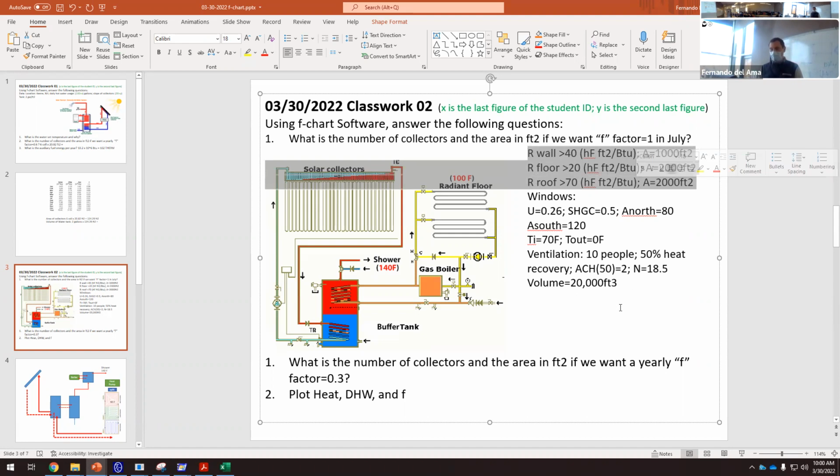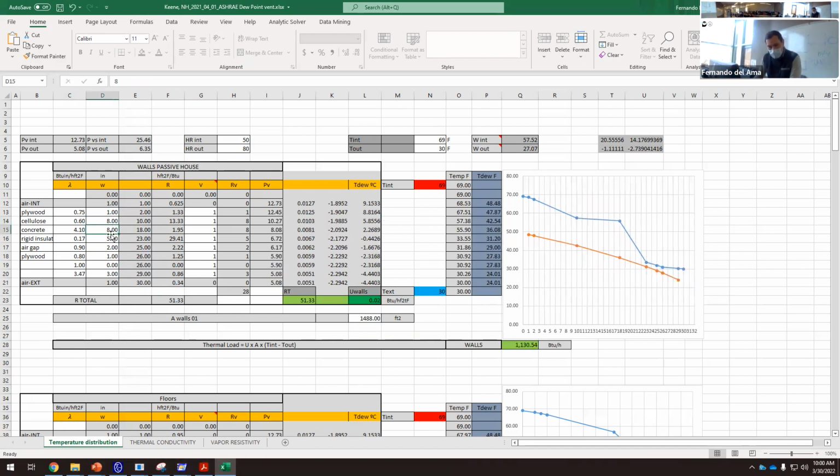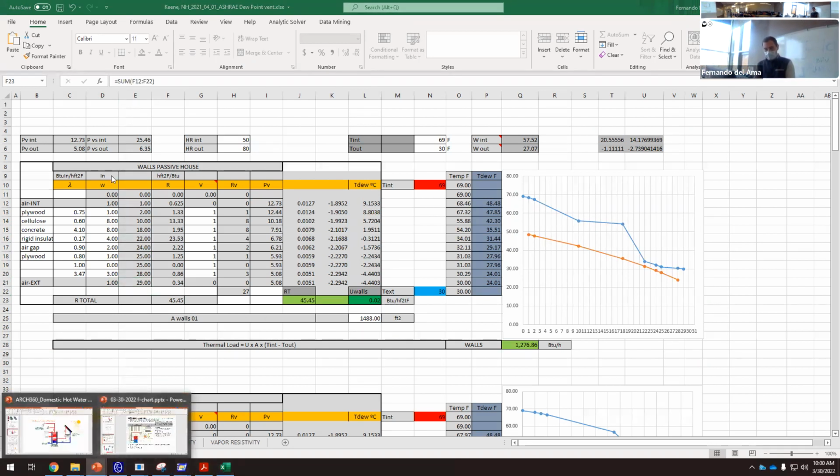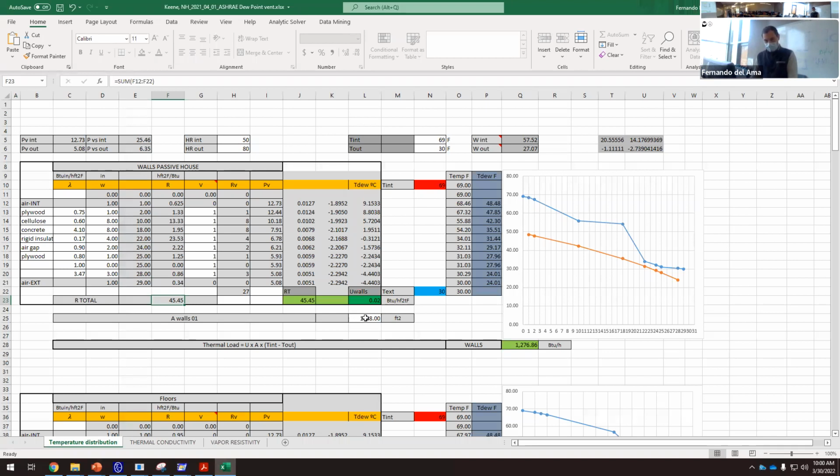Okay, I don't mind what you do, but at the end, the R value of the wall should be about 40. So I'll change this. Okay, so this is 45. That's fine. But I don't mean that you have to do this detail. It's up to you. Then the area of the walls is 1,000. So the area of the walls is 1,000 square feet.